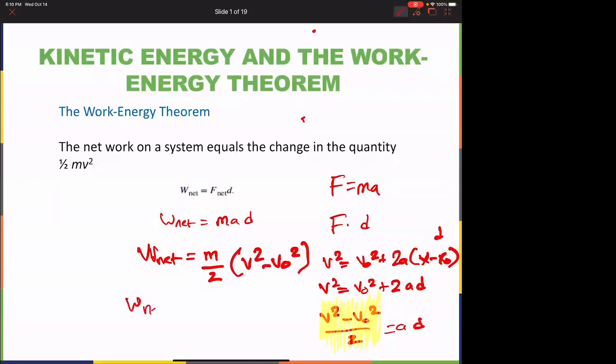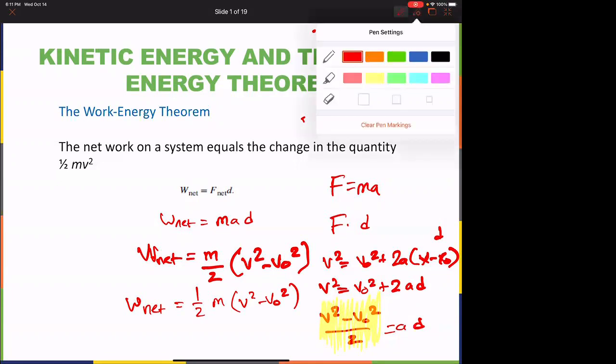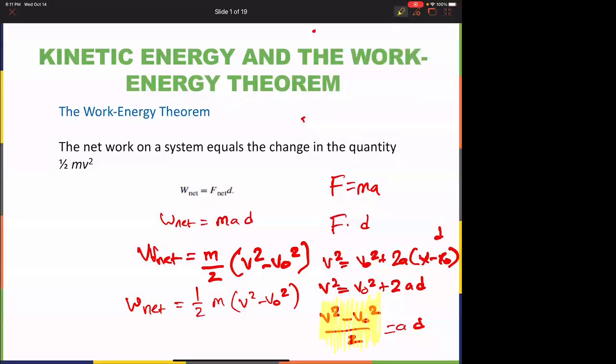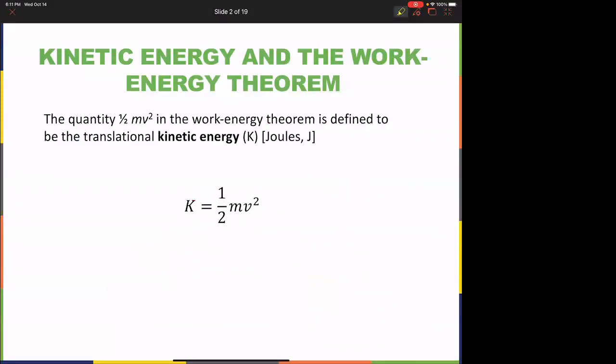And this is better written as work net equals 1/2 m times V squared minus V naught squared. And this is known as the work energy theorem. This, what I just put down right now, this is the work energy theorem right here. And this is a relationship between the amount of work done and the velocity in the system.